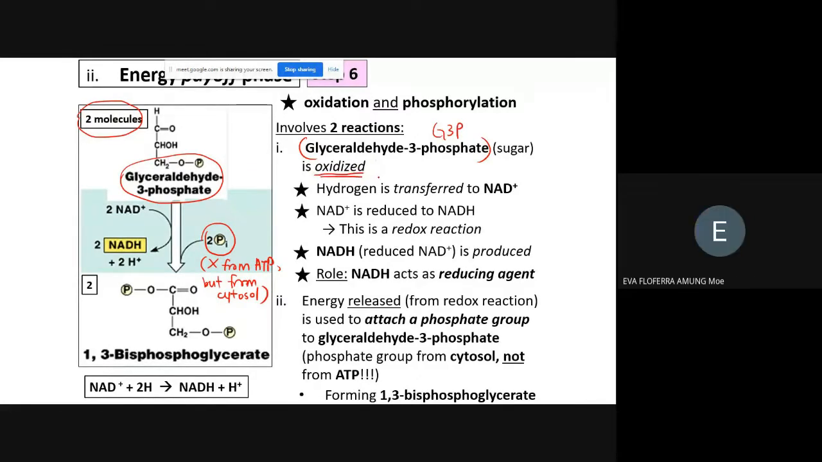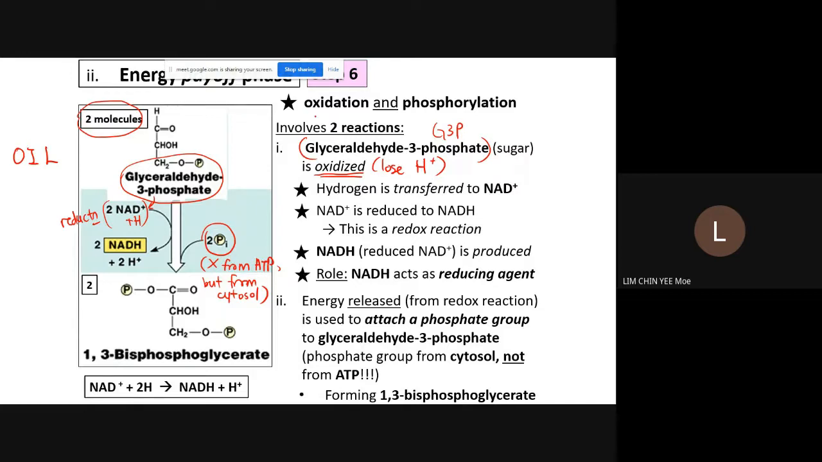Lose ke gain? Lose. Oxidation, lose hydrogen and electron. So now, they lose hydrogen to where? They lose hydrogen to NAD+. So NAD+ akan dapat hydrogen. So it means that NAD+ ini akan undergo reduction. Very good. So NAD plus pula akan undergo reduction.